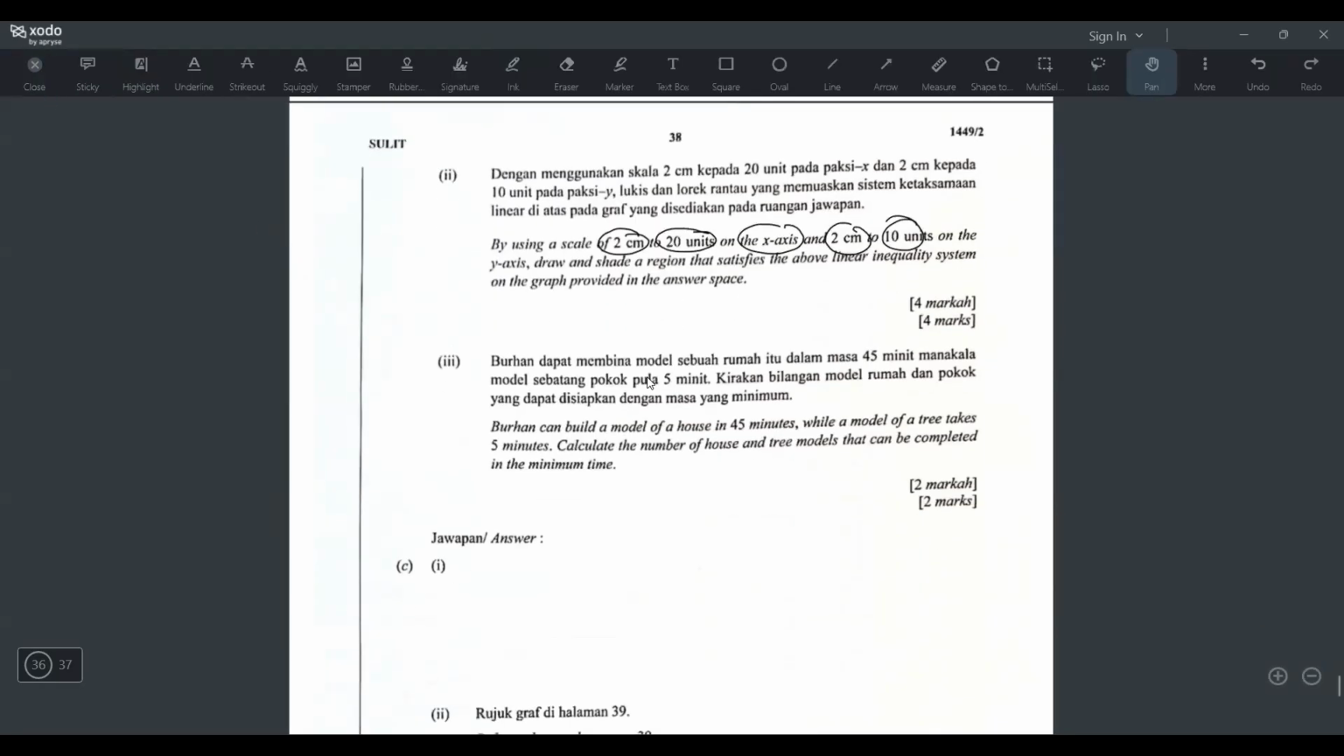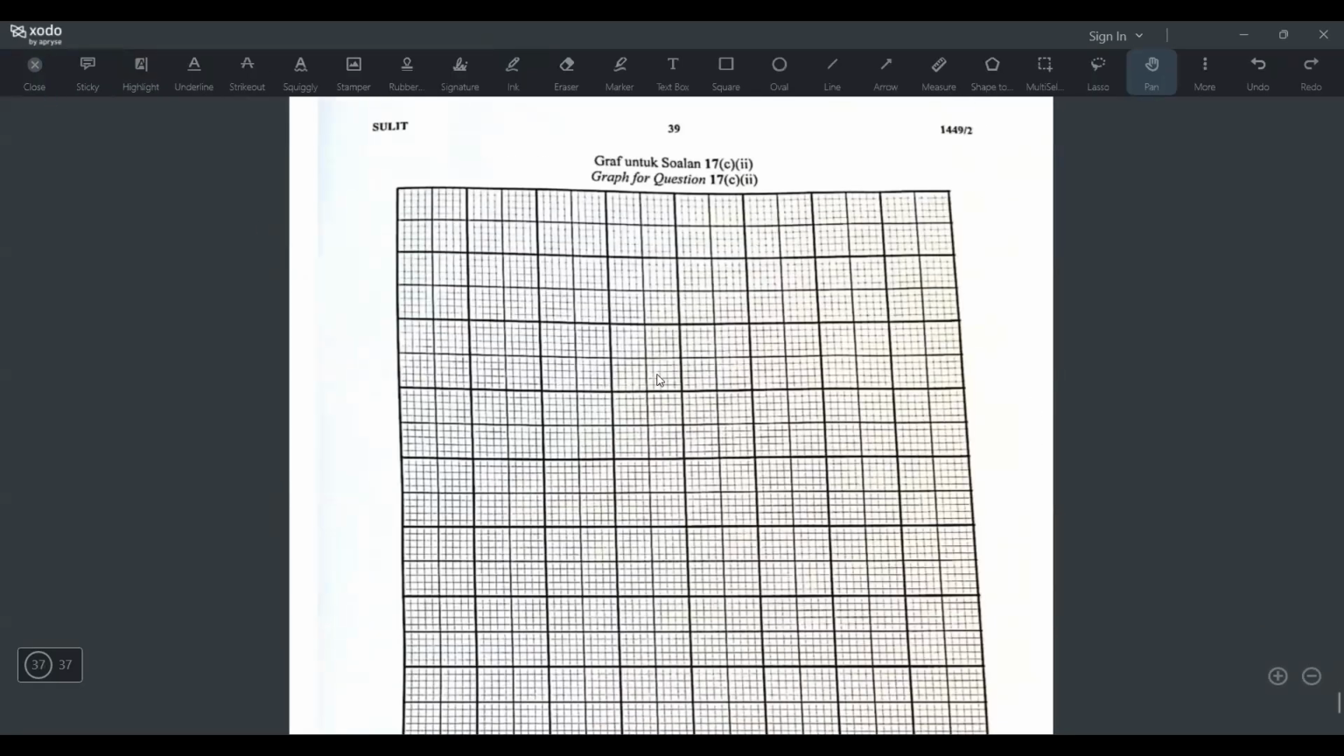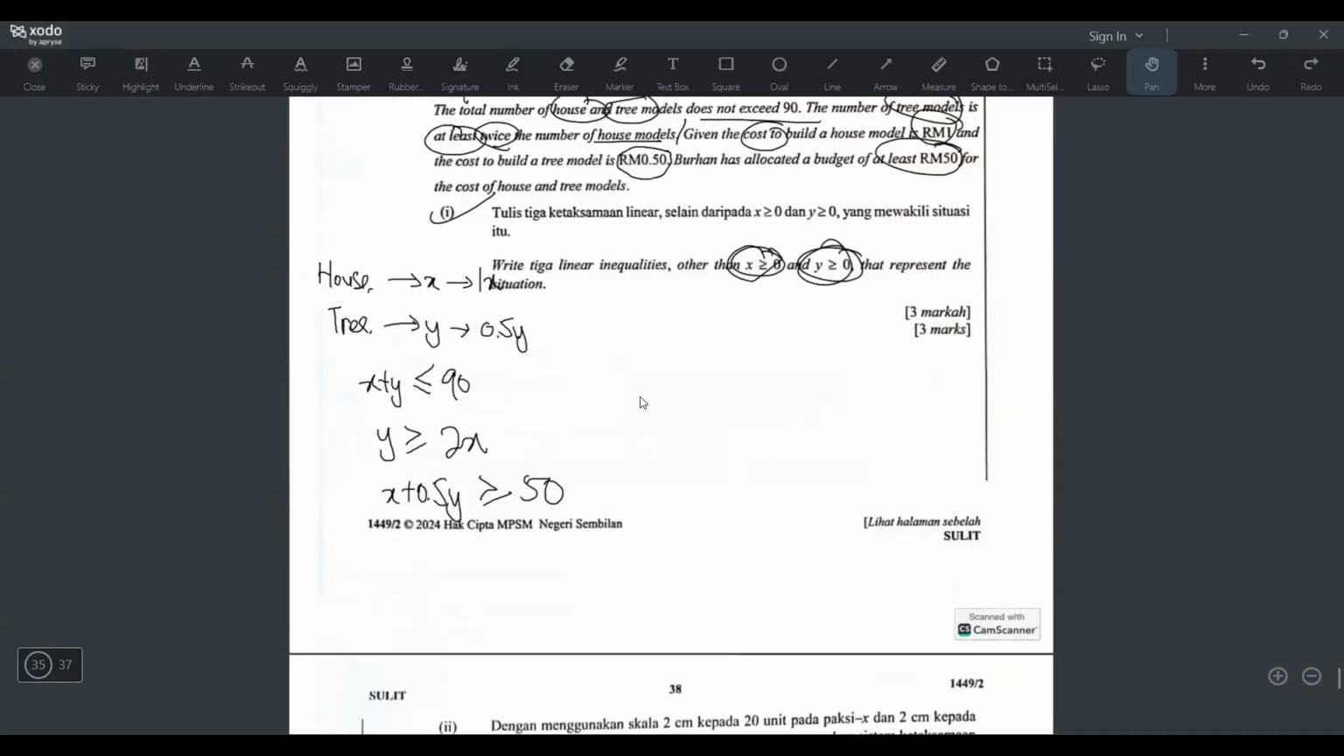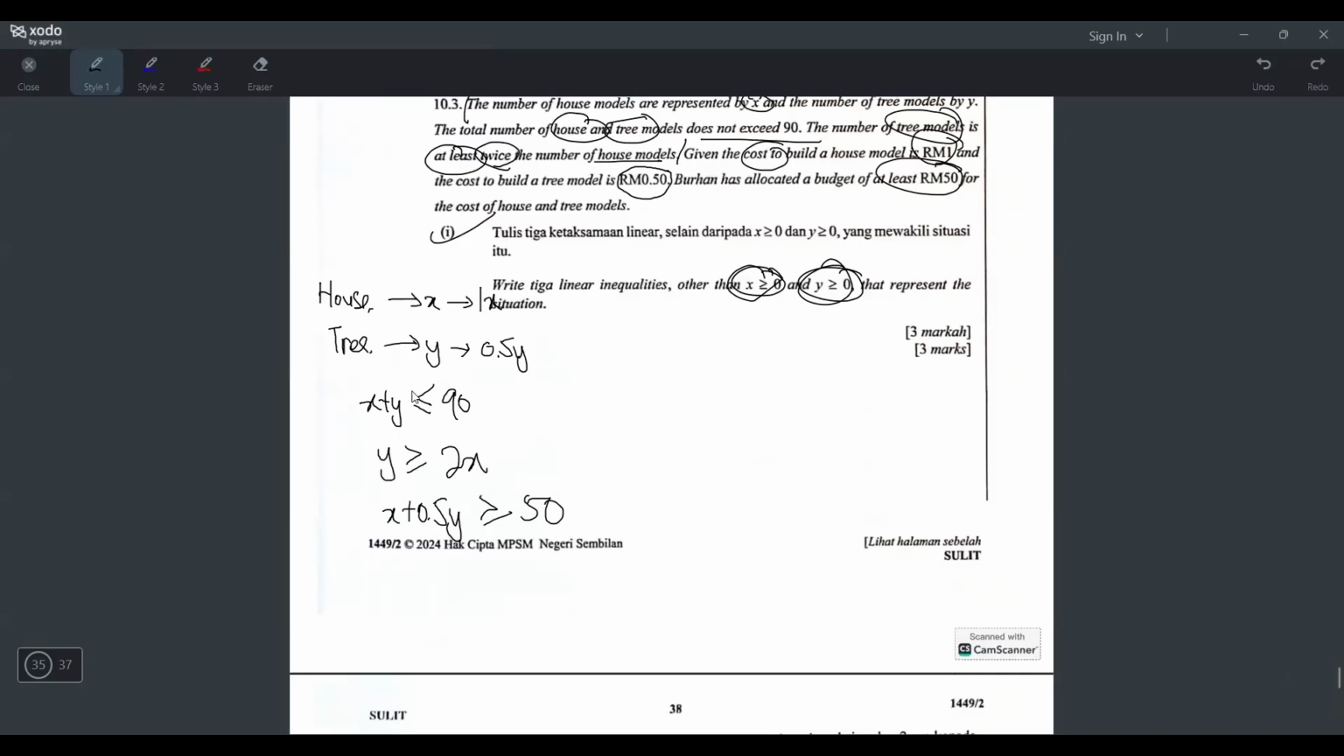So I think I have to draw a graph. They provide a graph paper here. But before we go to the graph, we need to convert all this inequality to equation first. Because if we convert to equation, then only we can get our coordinates, and then only we can plot, right? So what I will do now is change all this to equation.